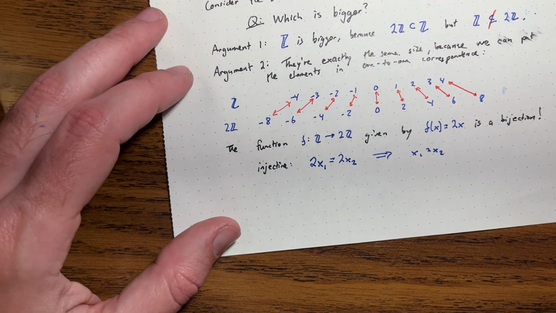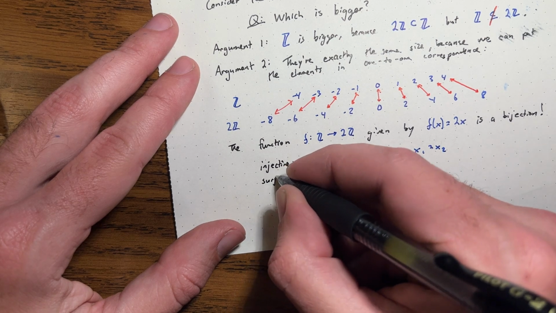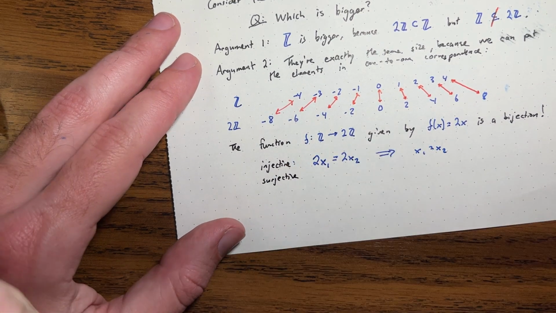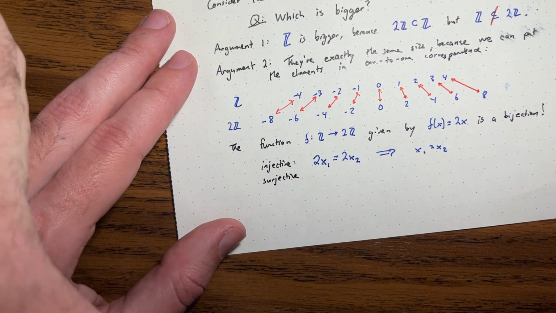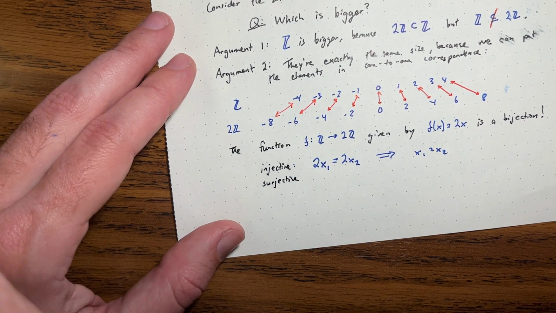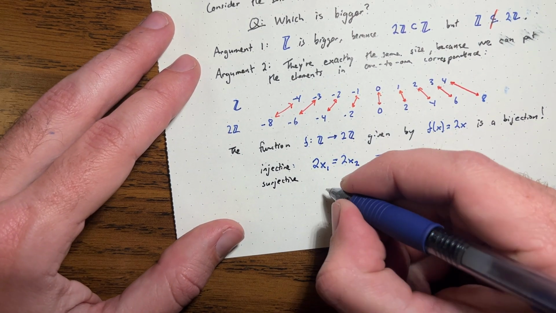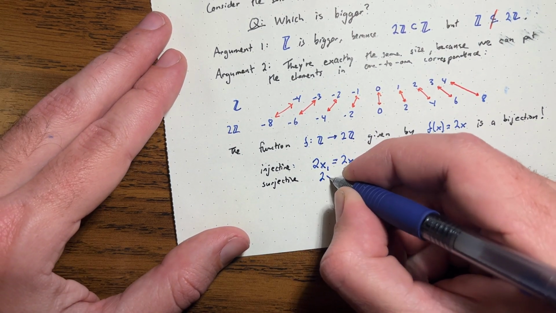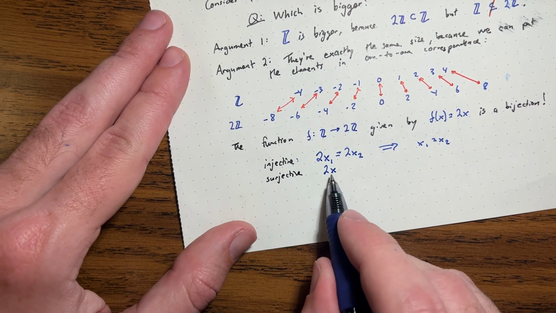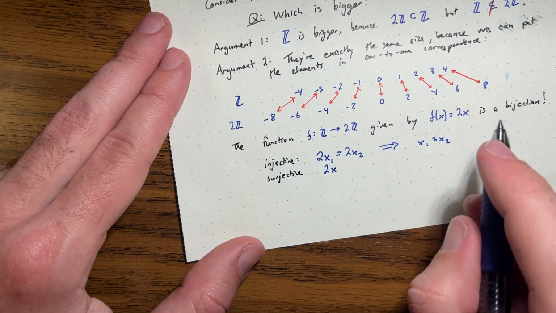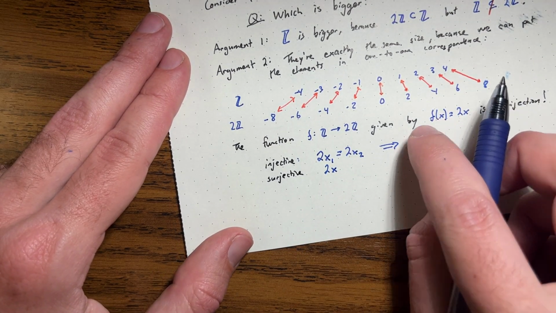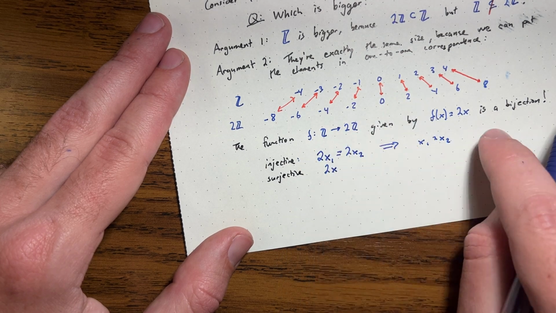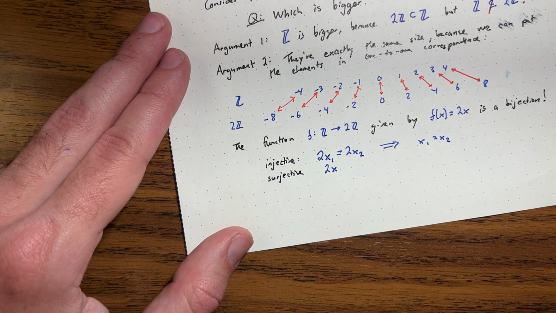How do we prove it's surjective? Well, we take an element over here which has the form 2x, and we need to find an x that maps to 2x. We need to show there exists something over here that maps to the element 2x.